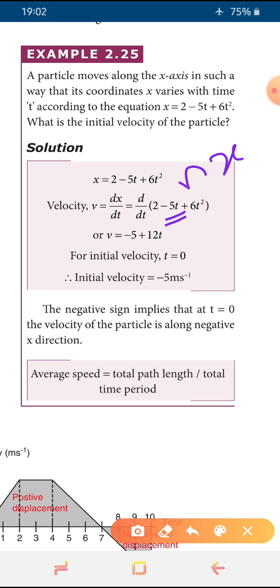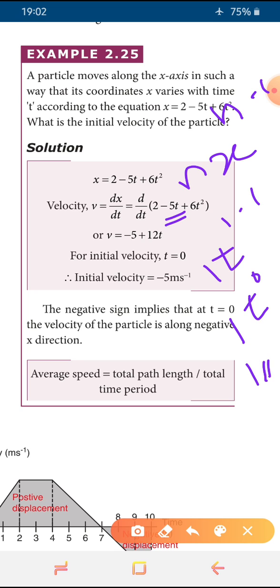The formula is n x power n minus 1. Then t power 1 will come to the front. x is t here. Then n minus 1, that is 1 minus 1, is equal to 0. Then we can write 1 t power 0, that is equal to 1.